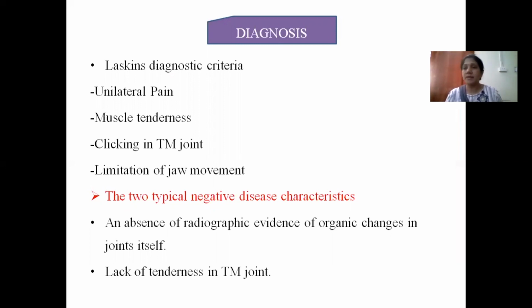But to call it an MPDS, Laskin has given some diagnostic criteria. Now, what are those criteria? First is unilateral muscle pain, muscle tenderness, clicking in the temporomandibular joint, limitation of jaw movement. This limitation of jaw movement is because the muscle is painful. Now, there are two typical negative characteristics in this disorder: an absence of radiographic evidence of organic changes in the joint itself and lack of tenderness in the TMJ. What does this negative point mean? That is, the TMJ is not involved at all, but it is the muscle which is involved.